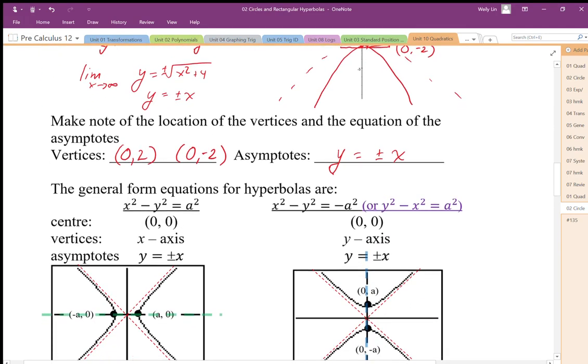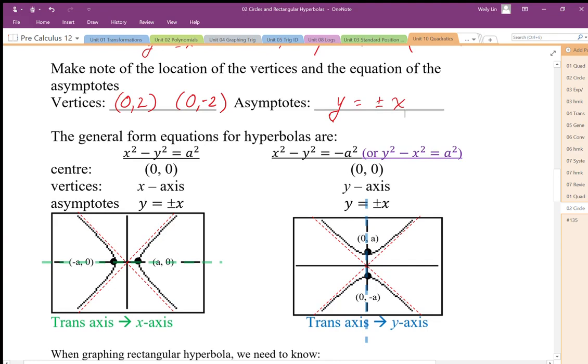Here are some generalizations, then. We have two different types of hyperbolas. What we call a transverse x-axis is where the hyperbola lies along the green axis here. These are where x squared minus y squared equals positive a squared. When x squared minus y squared equals negative a squared, or we flip it around and make it positive, it's now a transverse y. The vertical line here is where the hyperbola lies this time.